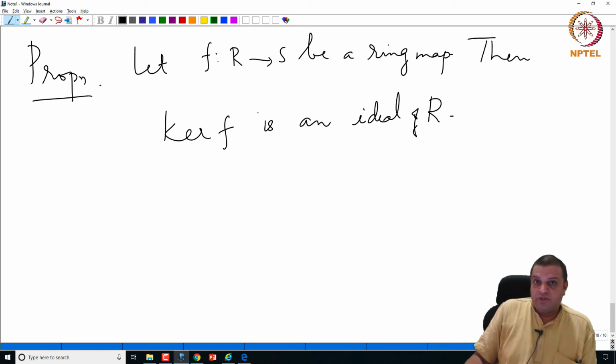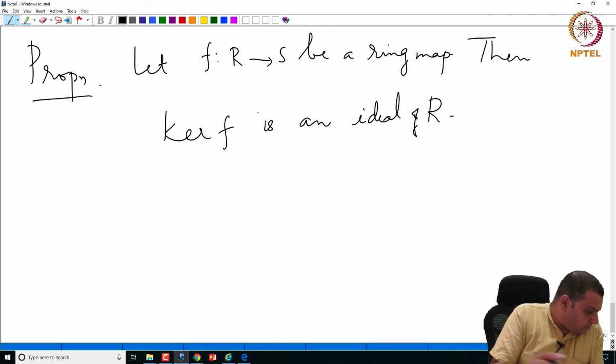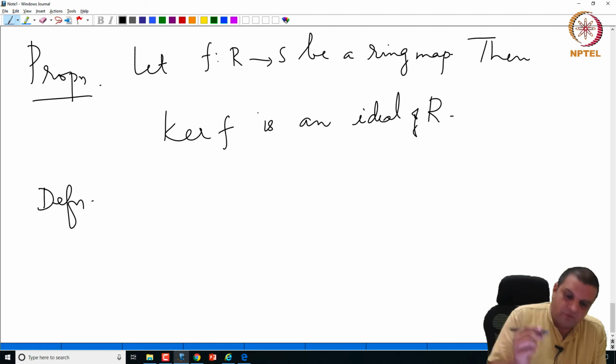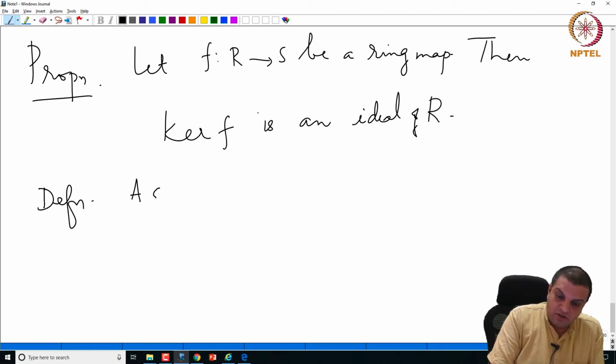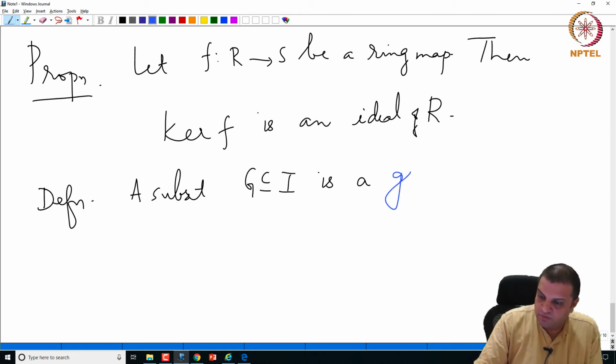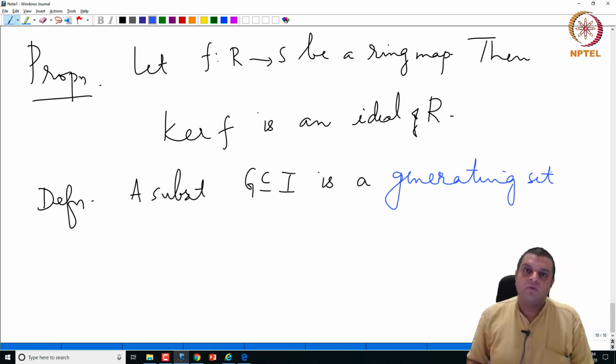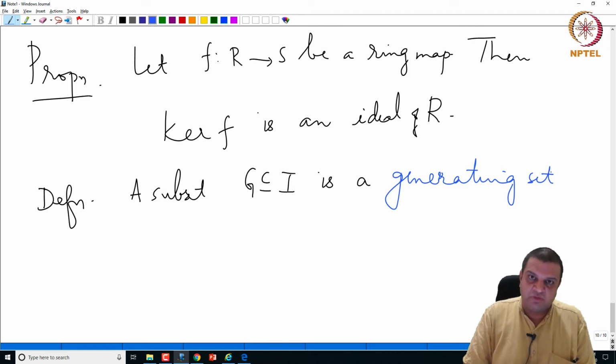So now we would like to see how Macaulay 2 computes these things. Before that, we need to define just one term. Definition. A subset G inside I is a generating set. I is an ideal here, sorry. I is an ideal, G is just a subset.